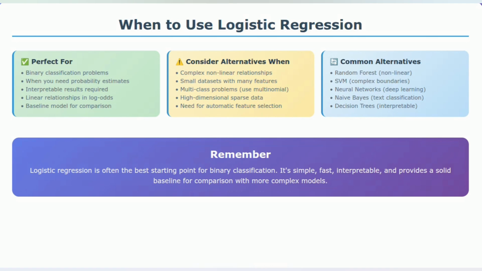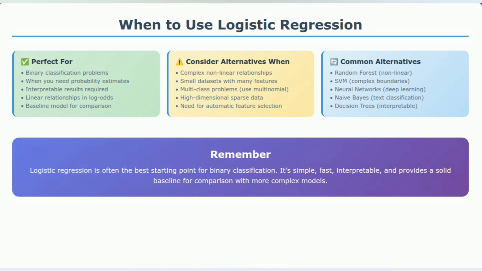Speaking of alternatives, random forest handles nonlinear patterns beautifully. SVMs excel with complex decision boundaries. Neural networks are your friend for deep learning tasks. Naive Bayes works wonders for text classification, and decision trees offer that interpretability factor.